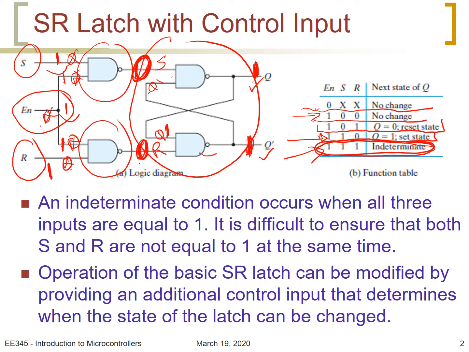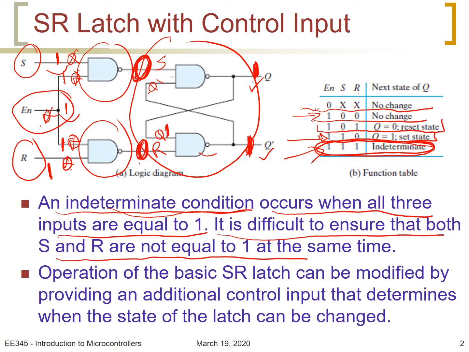So to summarize this part, we can conclude that an indeterminate state or indeterminate condition occurs when all three inputs are equal to 1. Now, it is difficult to ensure that both S and R are not equal to 1 at the same time, and therefore we move to another type of latch.